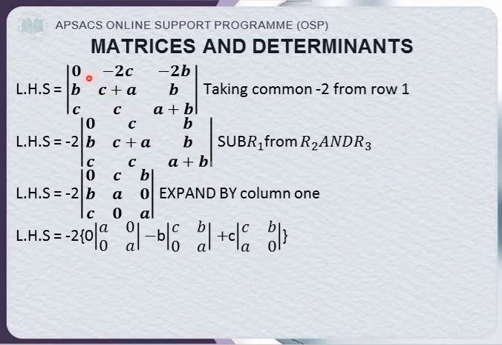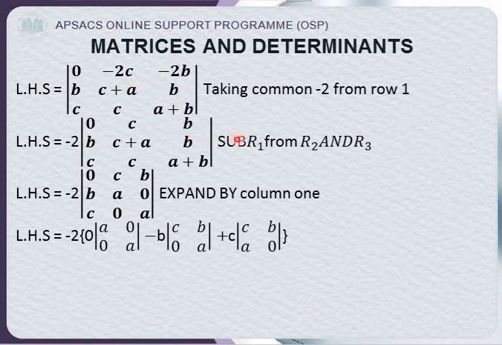Now you can see what is remaining: 0, minus 2c, minus 2b; b, c plus a, b; c, c, a plus b. Can you take the common minus 2 from here? Yes, we can. Although you may have one thing in your mind, sir, how can we take the minus 2 common from 0? 0 multiplied by minus 2 is 0, so minus 2 is in that entry as well, so we can take the common. So we took minus 2 common. This is the new determinant, because minus 2 is common, only c and b are remaining.